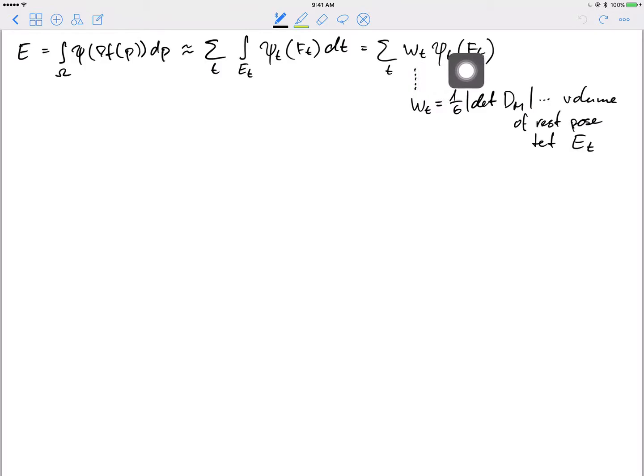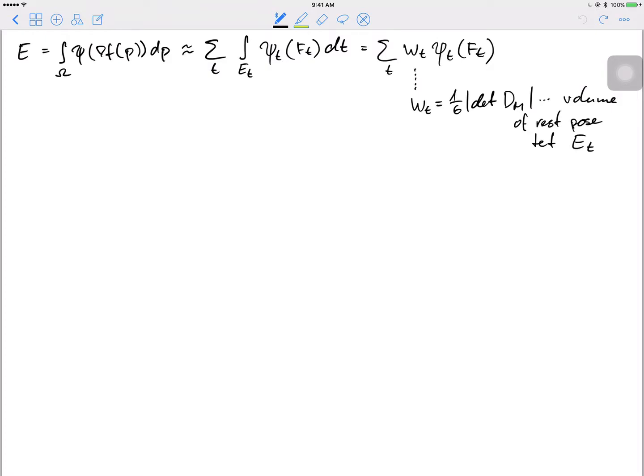Then you could drop this index t, and this would be just a constant psi function. Or if it's different, you typically just vary some parameters of the psi function. That's what we'll talk about next time: how do you actually define nice psi functions? And then you just multiply by the rest pose volumes and sum it together, and you're done. By done, I mean you have a finite element approximation of the elastic potential function.